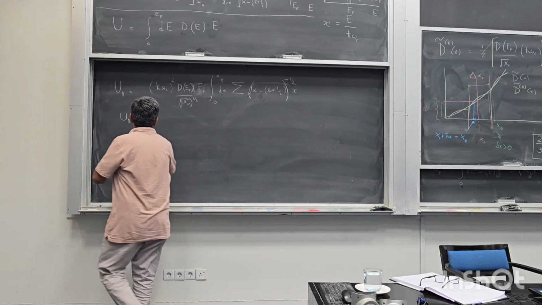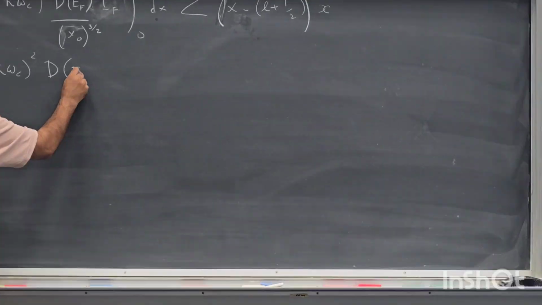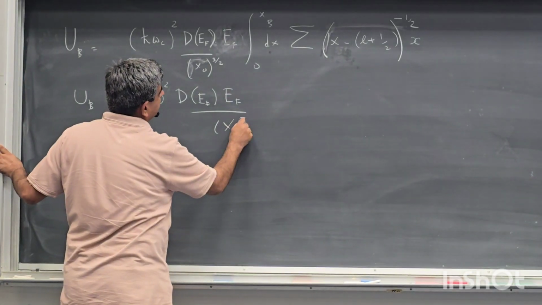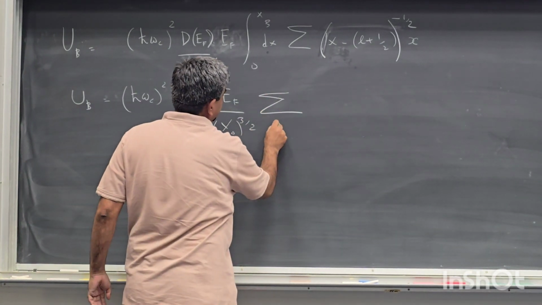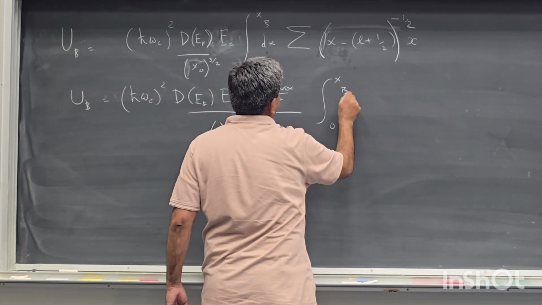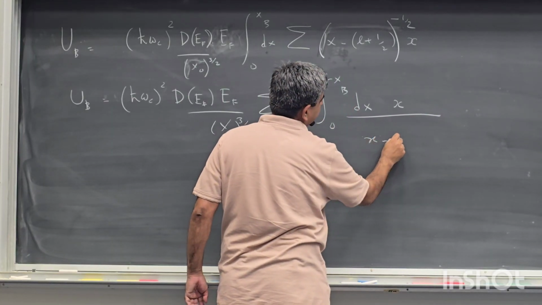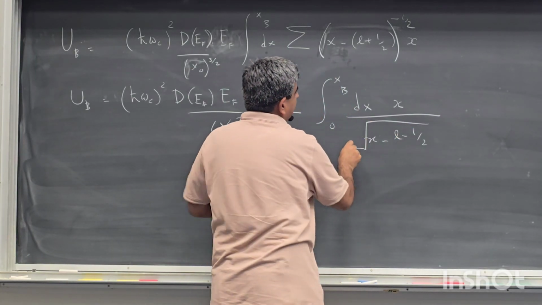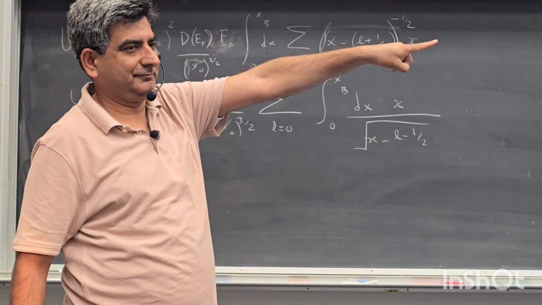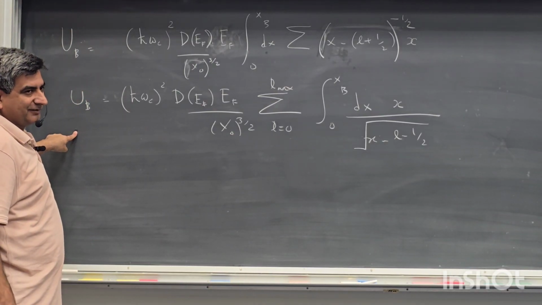so I compute h bar omega c whole square def ef x naught 3 by 2, L goes from 0 to L max, 0 to xb dx, x minus L minus 1/2. So this integral I've calculated for you over there. Okay, so now I know what my UB is going to turn out to be.